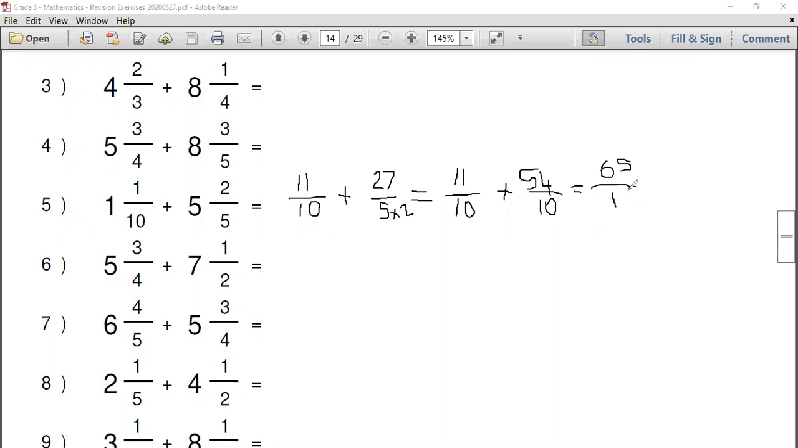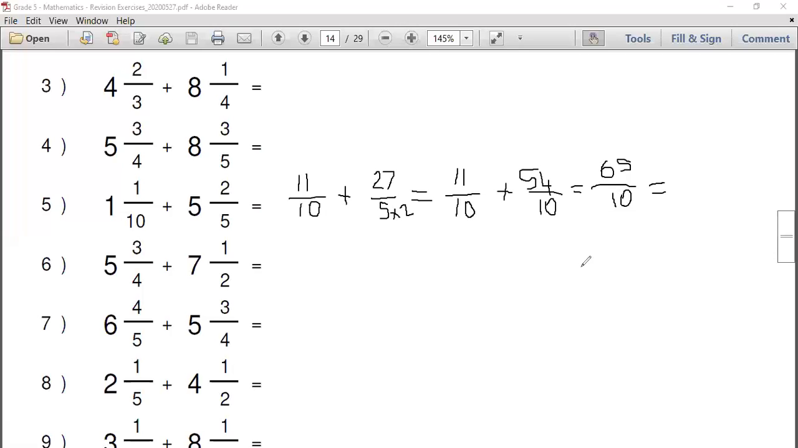Okay. Now we are busy with what type of fraction? We're gonna make it into a mixed number. Okay. And what fraction is this at the moment? It's 65 tens. But what type of fraction is it at the moment? Improper fraction. There you go. Okay. So how are we going to convert this to a mixed number? We're going to divide 65 with 10.